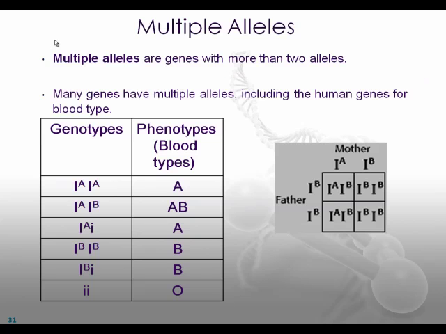Many genes have multiple alleles, including the human gene for blood type. And here you will find the genotypes and phenotypes for blood type. Also, you will see an example of how to complete a Punnett square. In the example shown, you will find a mother with type AB blood mating with a father with type B blood, producing offspring with type AB as well as type B blood.